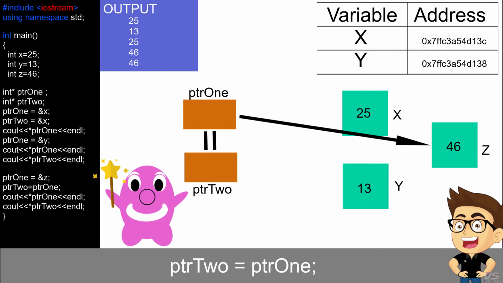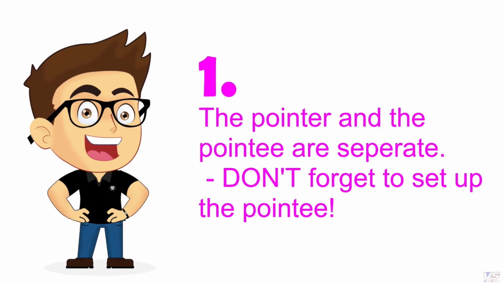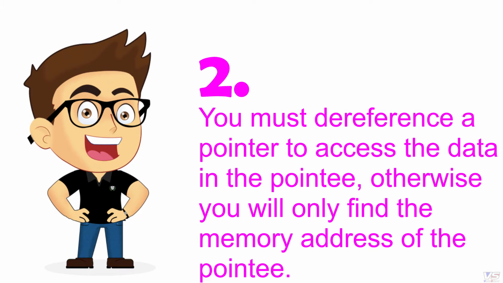Hey, so can we switch places now, or is it... Oh, look, we're out of time. Just remember the 3 pointer rules. Number 1, the pointer and the pointee are separate. Do not forget to set up the pointee. Number 2, you need to remember to dereference the pointer to access the data in the pointee. Otherwise, you'll only find the memory address of that pointee.